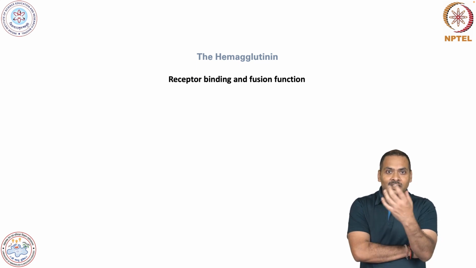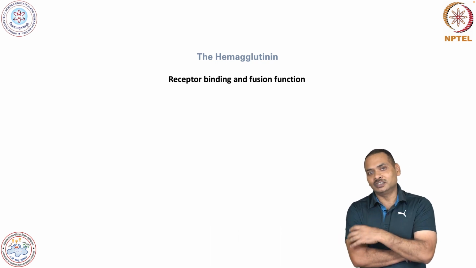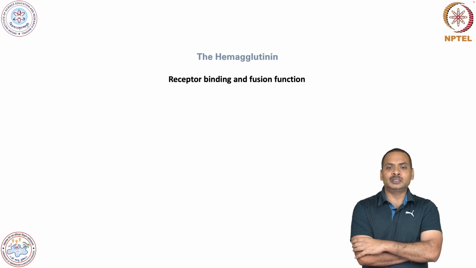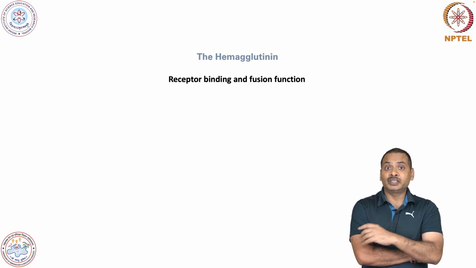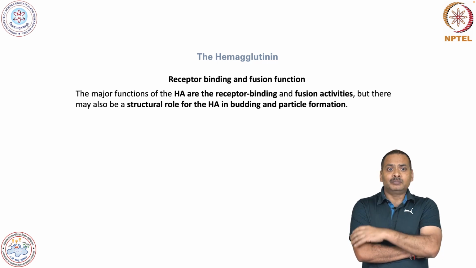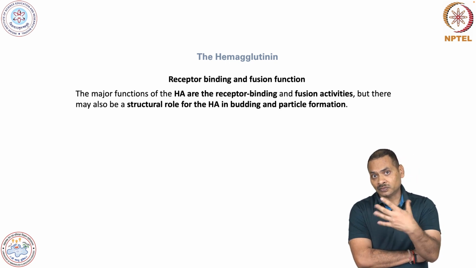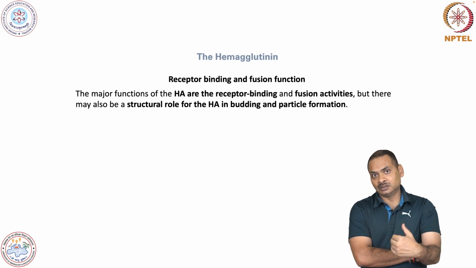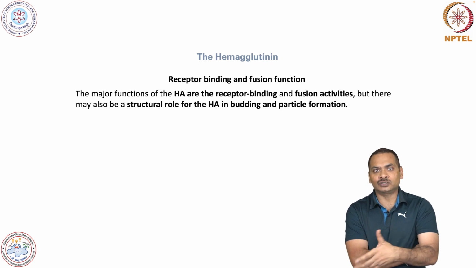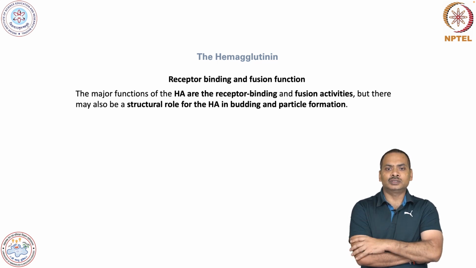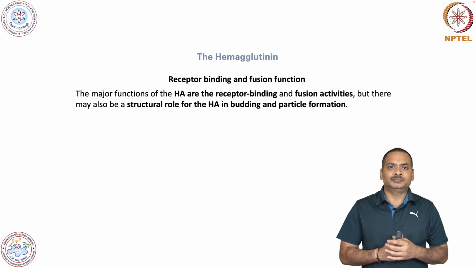And then the RNPs are transported inside the cells. So, their major function is receptor binding and membrane fusion. But HA may also have a structural role in budding off after virus replication, that is, the release or egress of the virus. So, it may play an important role in budding of the virus and particle formation.